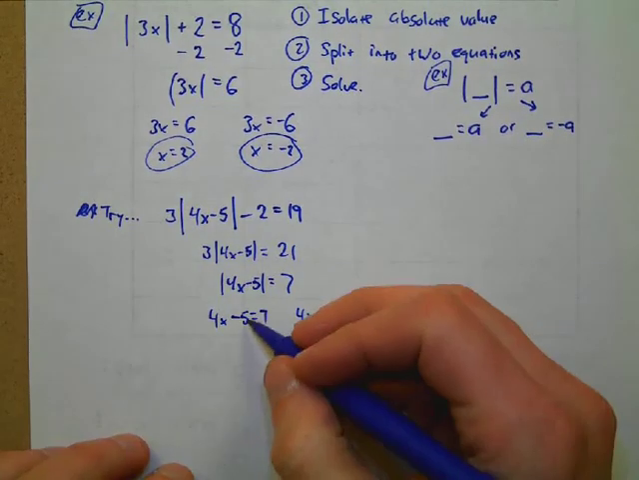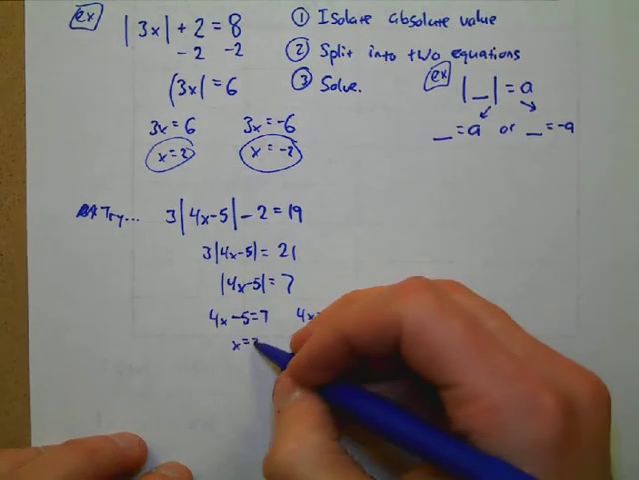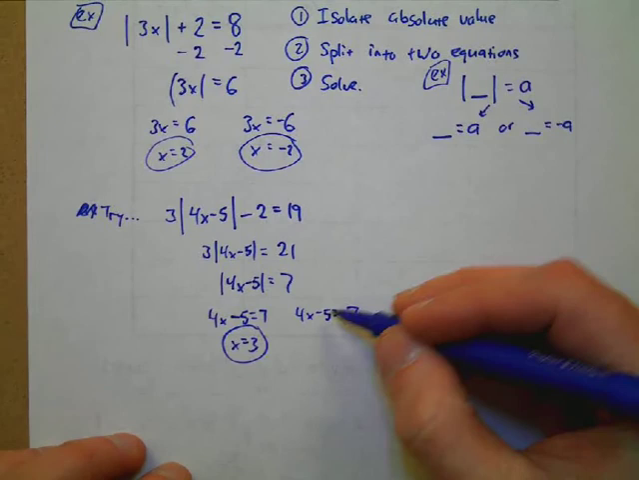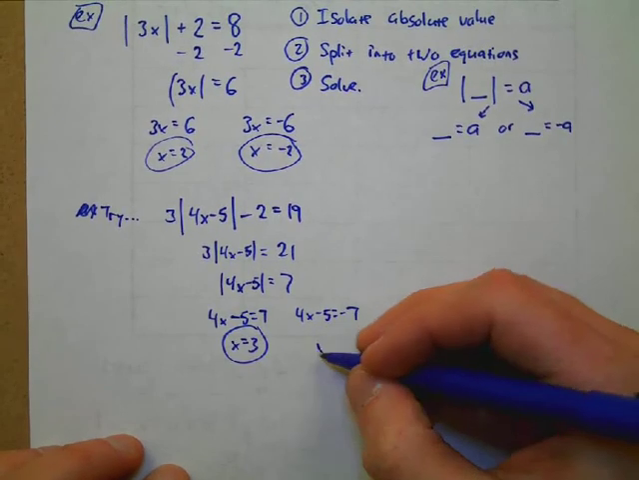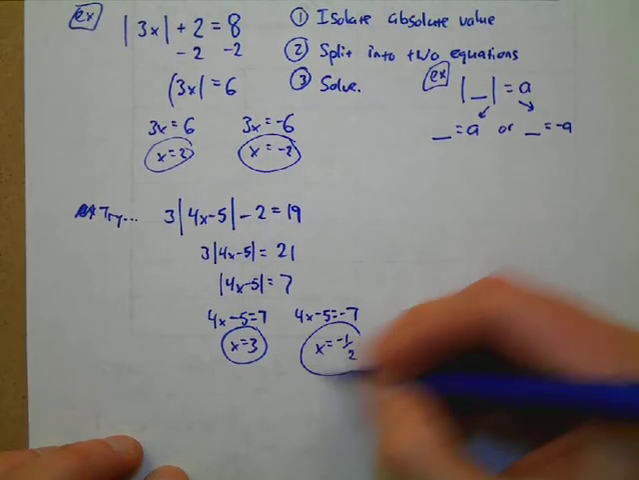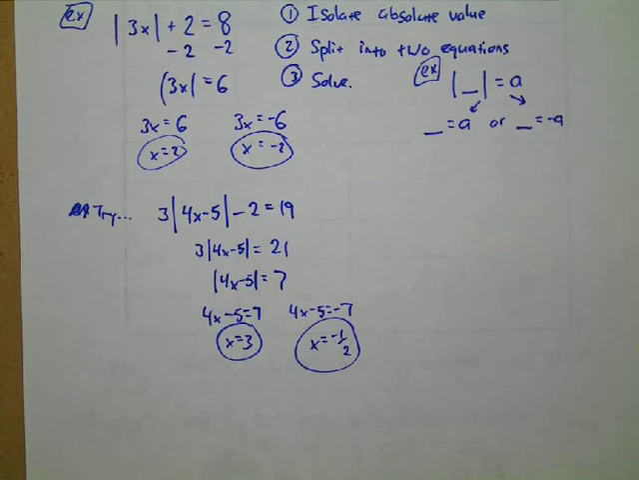So adding 5 and dividing by 4 gives you a positive 3. Adding 5 gives you negative 2, divided by 4 gives you a negative 1/2 when you simplify there. Okay? So it should be those 2 answers.